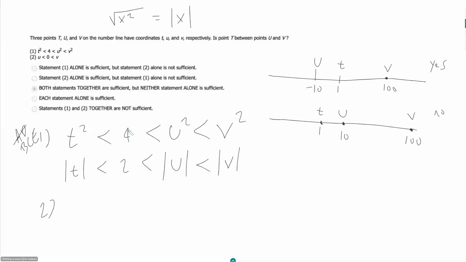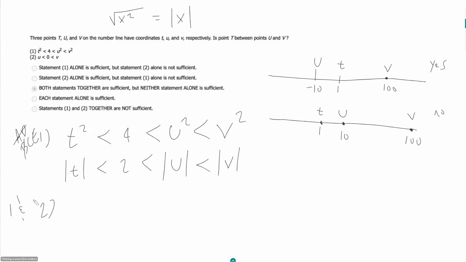Statement 2 says u is less than 0, which is less than v. So this is just telling us u is negative and v has got to be positive. But also remember, we've got to forget our information from our first statement. So by itself, this should be a quick insufficient, because this doesn't tell us anything about t, which we would also have to know something about to determine if t is in between u and v. And so this question is sort of going straight to looking at them together.